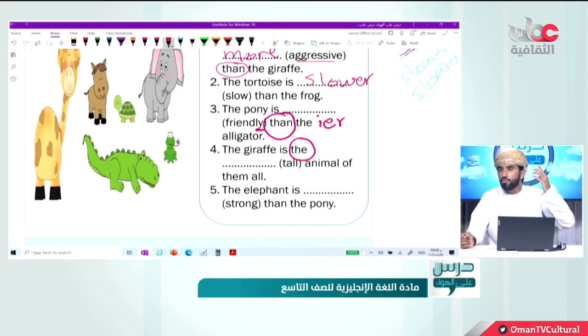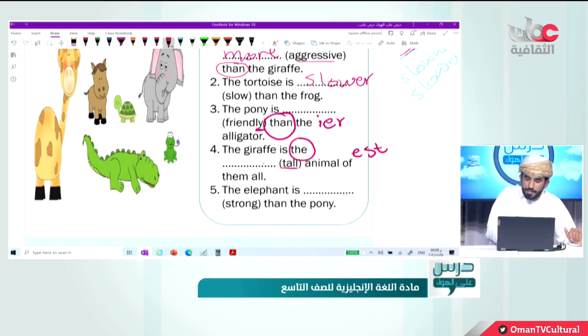So what should we add? Is it one syllable or two? One syllable, exactly. What should we do? Tall, EST. Well done, group A. Yes, we should add EST. The tallest. The tallest. Thank you.